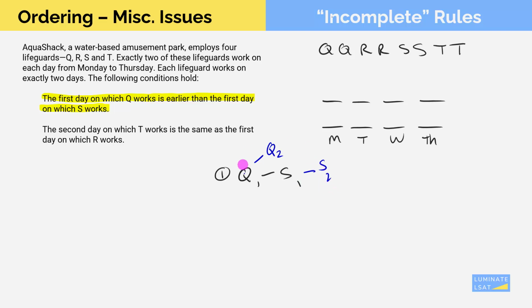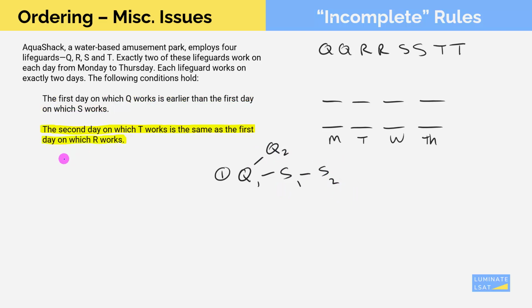And the benefit of diagramming the rule this way is now you can actually see that the first Q is quite limited. The first Q cannot go on Wednesday or Thursday because you need to have enough room for the S's on 2 different days after that. That's not as immediately obvious if we didn't diagram these other parts.